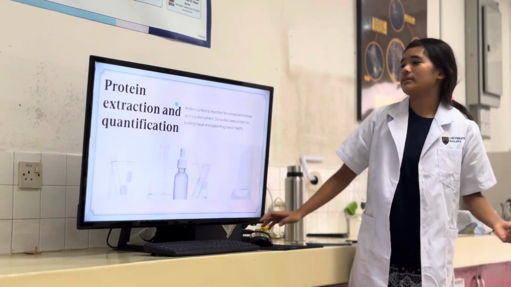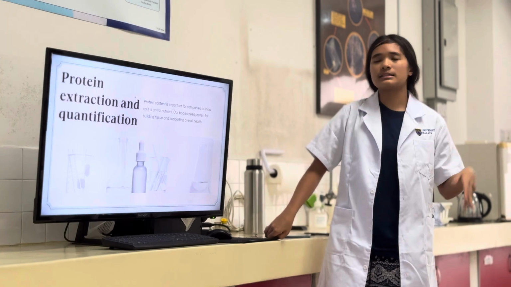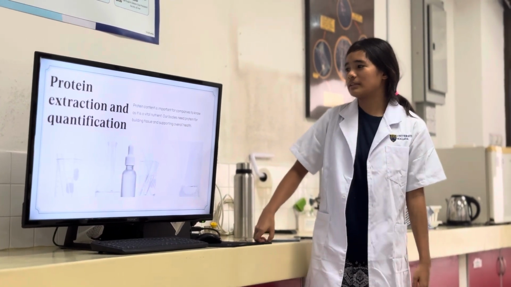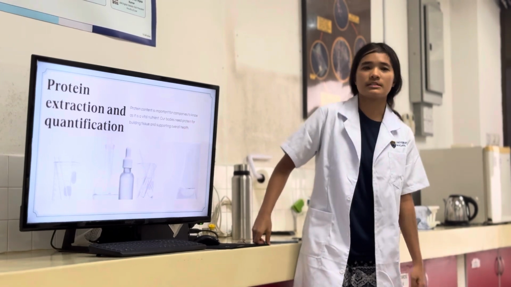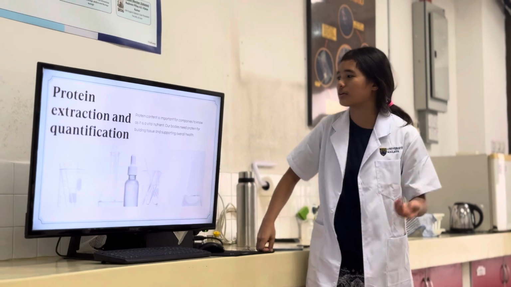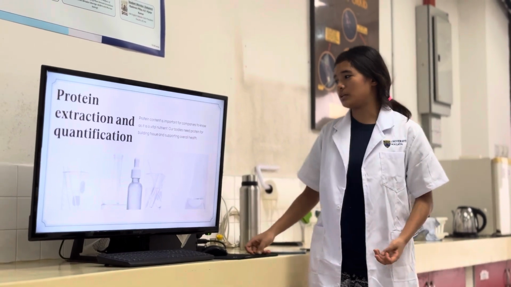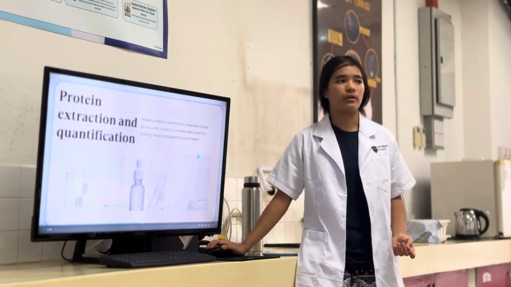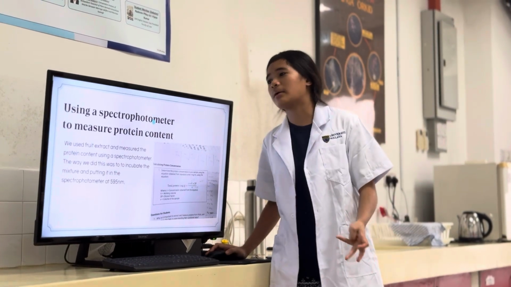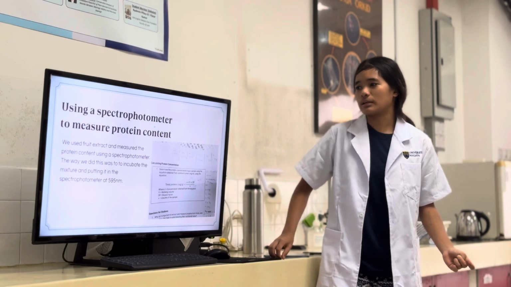Okay, so the next thing that we did is protein extraction and quantification. The reason why it's important is because protein is a vital nutrient, and companies need to know if their foods have high protein content or not. Our bodies need protein for building tissue and supporting overall health. So how exactly did we do this, and how did we measure the protein content?